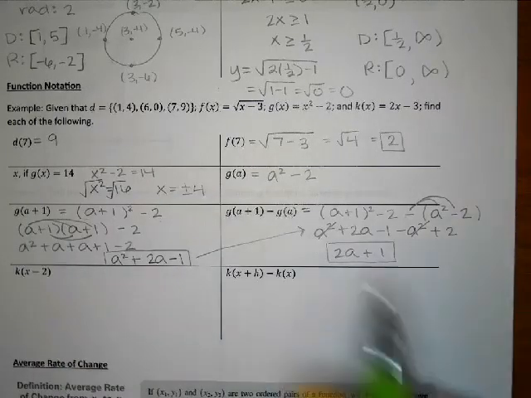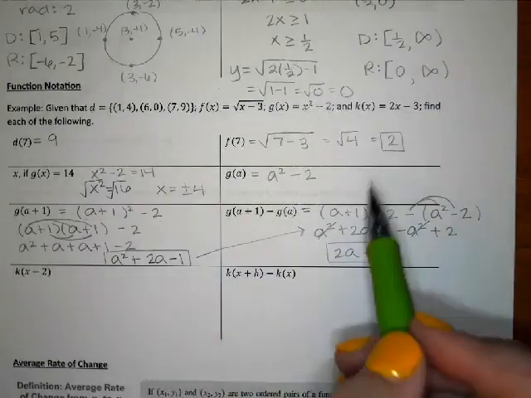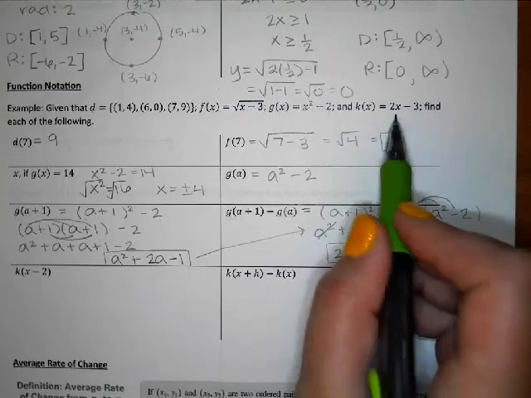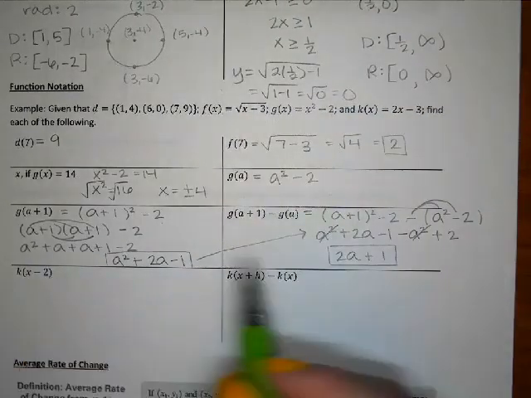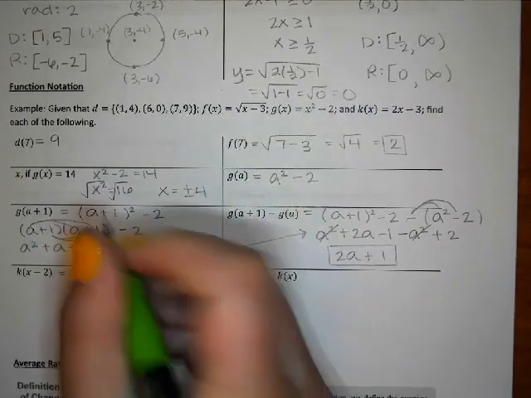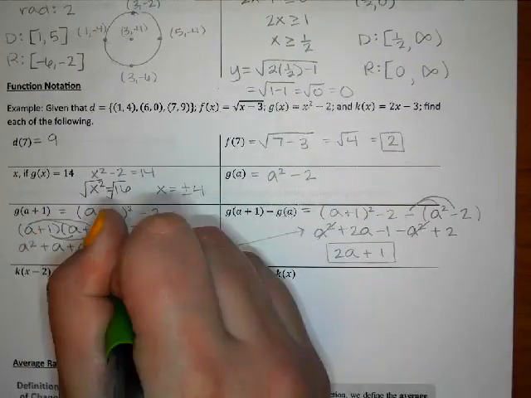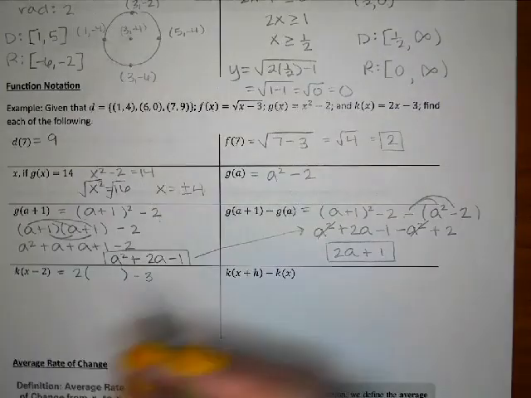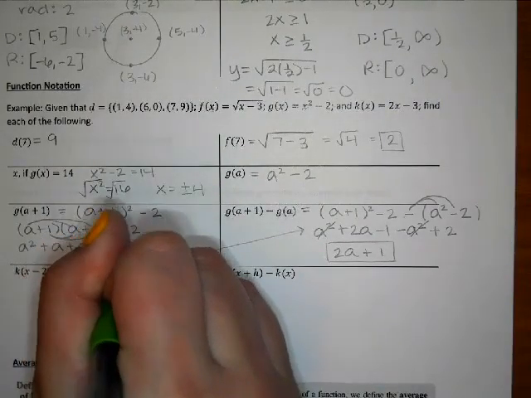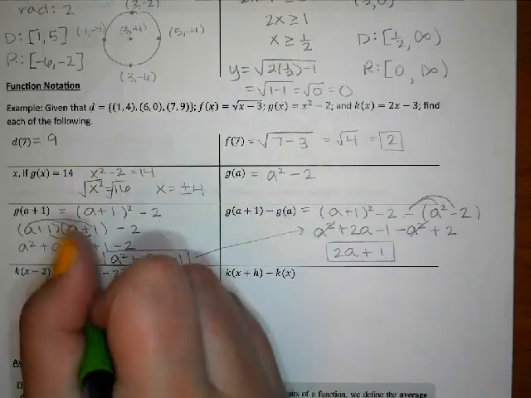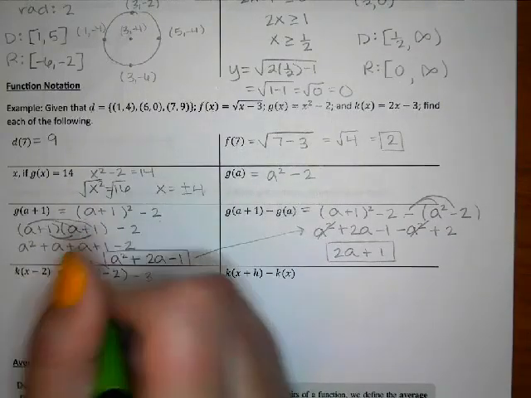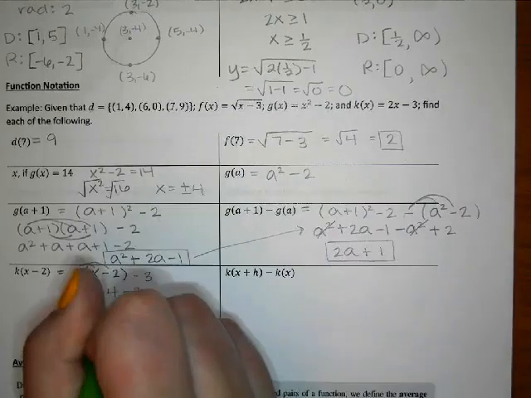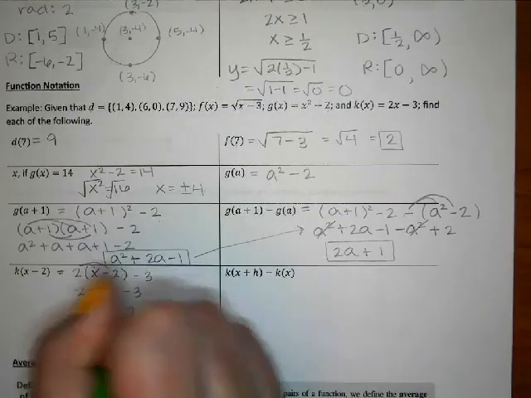Okay, let's try that process or a similar process again. So we have k of x is 2x minus 3, and they're telling us to plug in x minus 2 for the x. So I'm going to write 2 times something plugged in for x minus 3, and the thing that I'm plugging in for the x is x minus 2. Alright, so I'll go ahead and distribute to get rid of the parentheses. 2x minus 4 minus 3 is 2x minus 7.